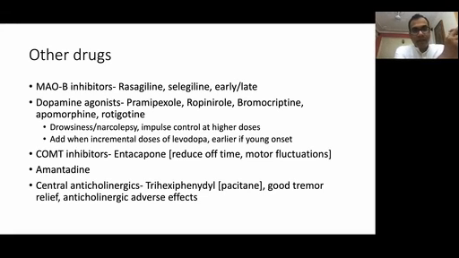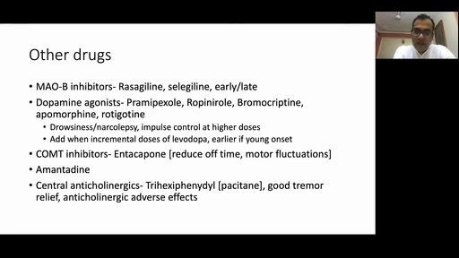Right. They may be used earlier in young onset Parkinson's disease. COMT inhibitors, we don't use tolcapone, generally we use entacapone, and that helps in reducing off time rather than dyskinesias. If dyskinesias are more of a problem, then we reduce the dopamine dosage, maybe split into half more frequently, and add amantadine that helps more for dyskinesia.